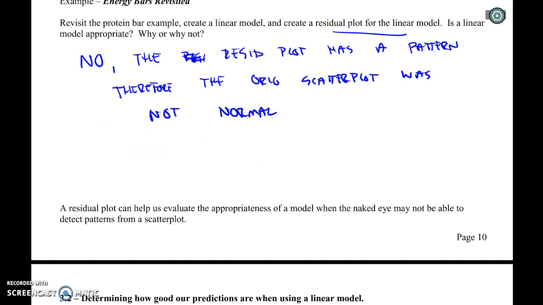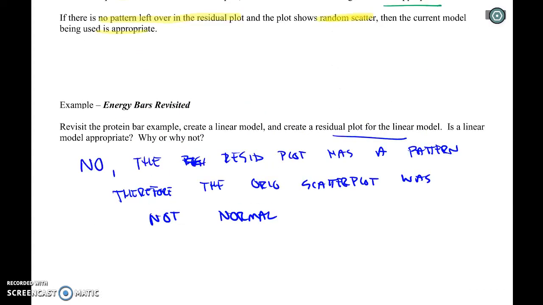A residual plot can help us evaluate the appropriateness of a model when the naked eye may not be able to detect patterns from a scatter plot. Okay? All right. Thank you.